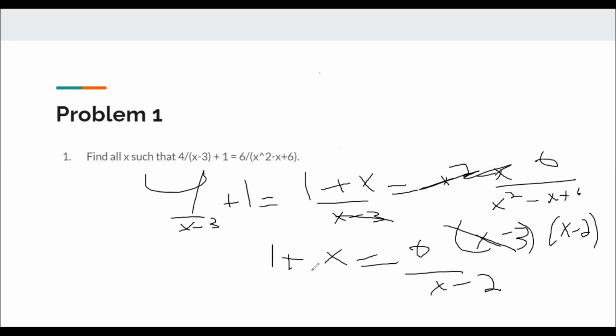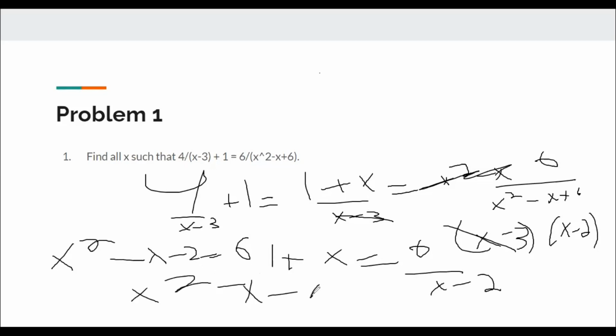So now it's pretty easy. You can cross multiply again. You're going to get x squared minus x minus 2 is equal to 6. Or x squared minus x minus 8 is equal to 0.